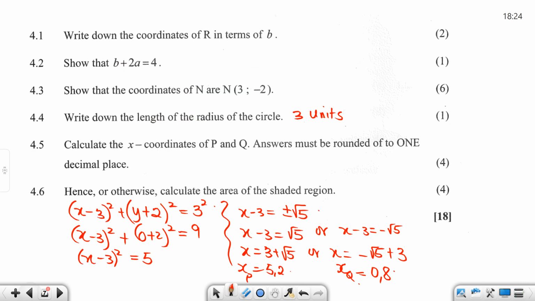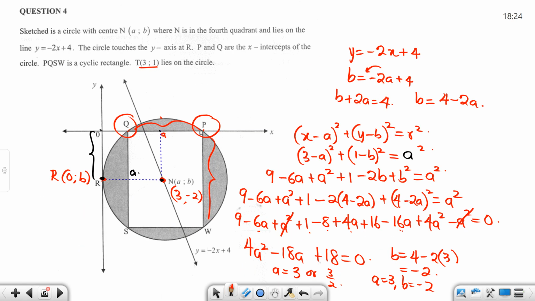Now, how do we get this part? Is this a radius? No, it's not. But this height, do you remember this height? That's B. Not the radius. What's our B? -2. It means this is what? 2 units. Are we okay with that? And that will also be 2 units. So what's the total length there? 4.